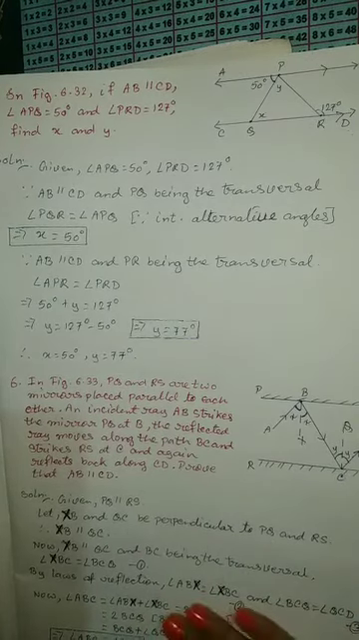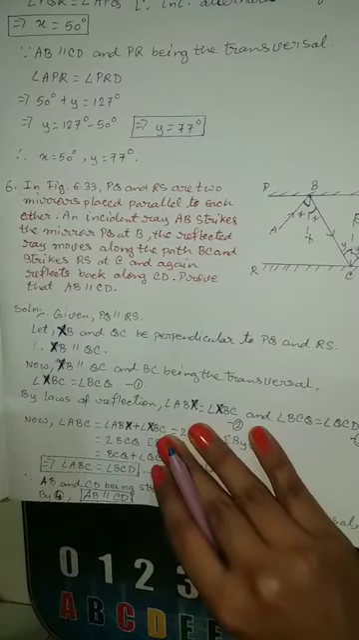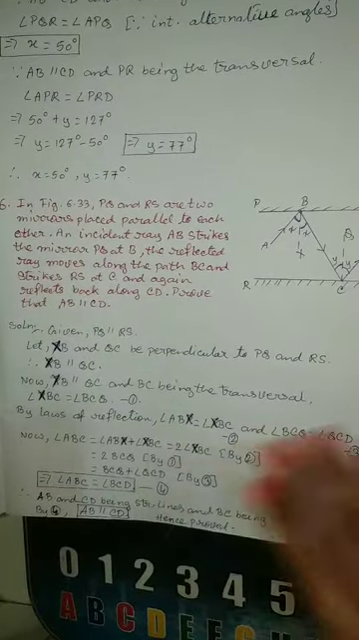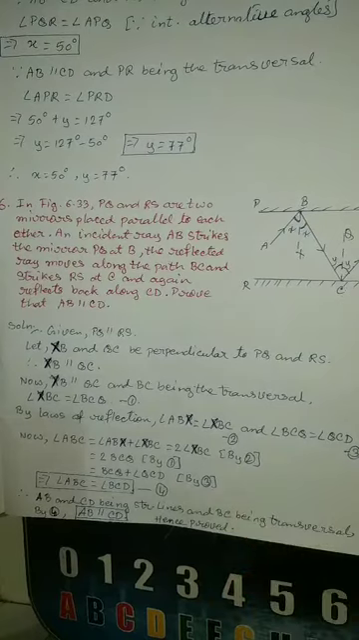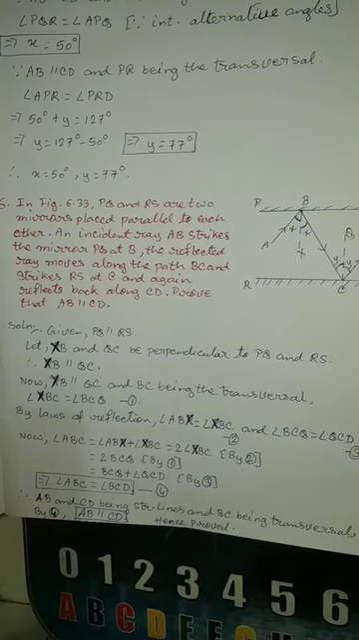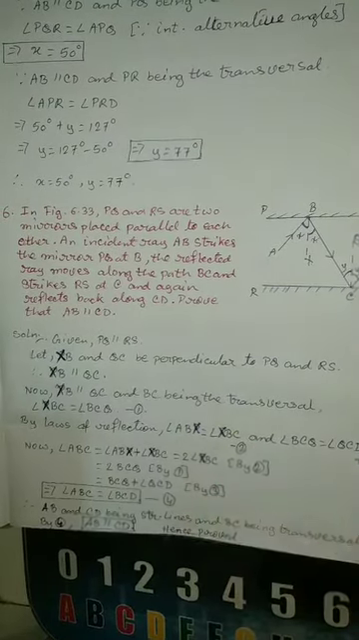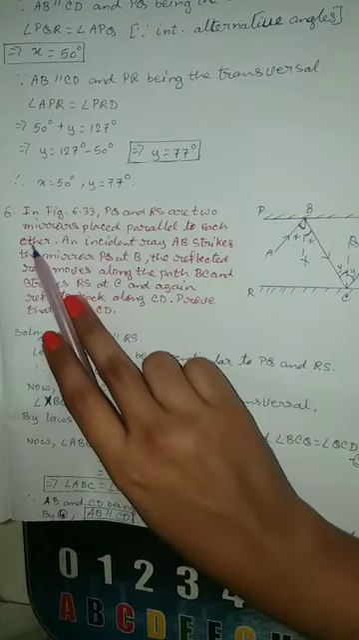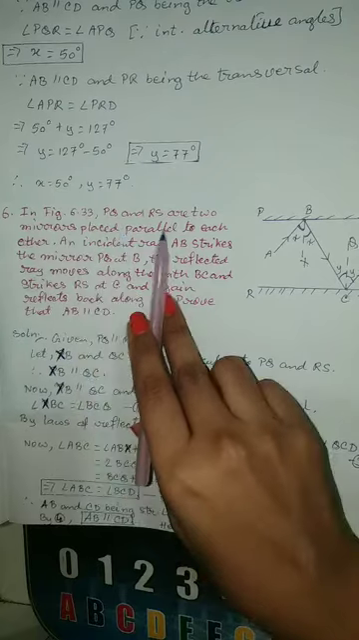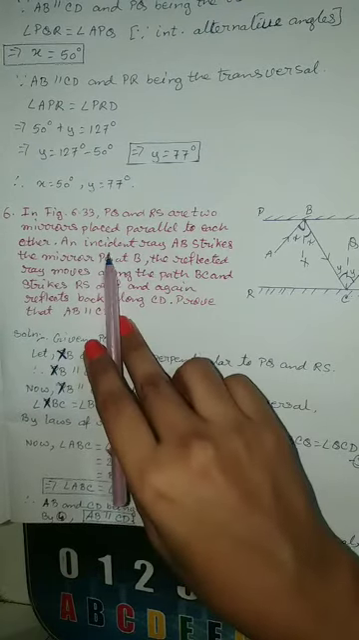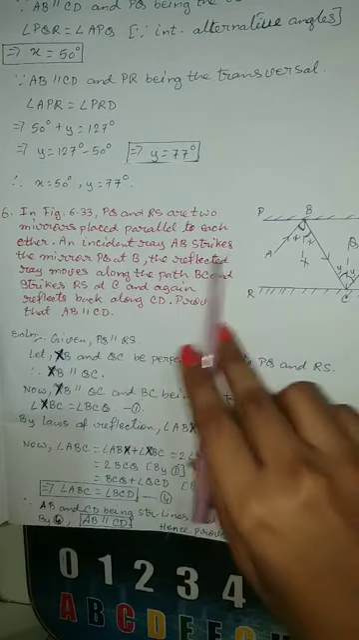Let's solve question number 6. Question number 6 is of utter importance because it is quite difficult and has a very important concept in it. Let's see. So the question says that PQ and RS are two mirrors placed parallel to each other.